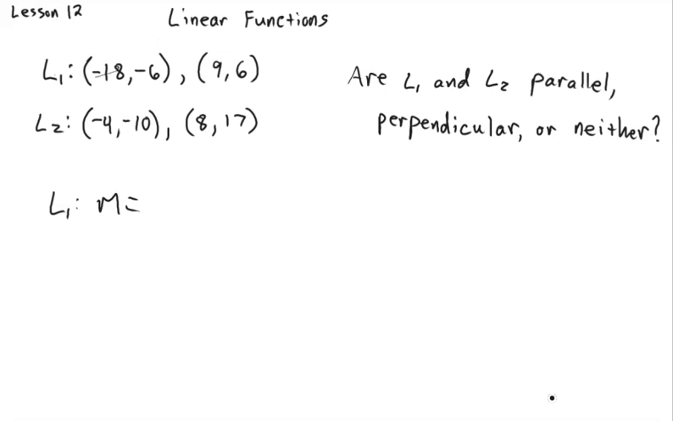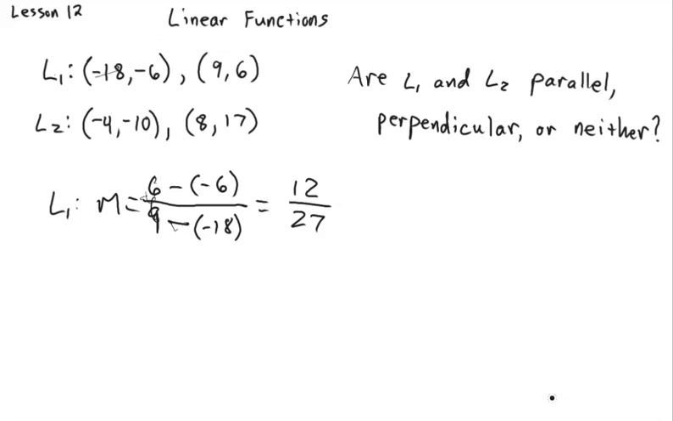And so what we're going to do is a y value minus another y value. So we're going to do 6 minus negative 6 over, and then whatever x value goes along with the positive 6, that's what's going to go underneath. This is negative 6, so we're not going to put negative 18 under here. We're going to put 9 here, minus the other x value, which is negative 18. Well, 6 minus negative 6, that's 6 plus 6, that's 12. And 9 minus negative 18, that's 9 plus 18, that's 27.